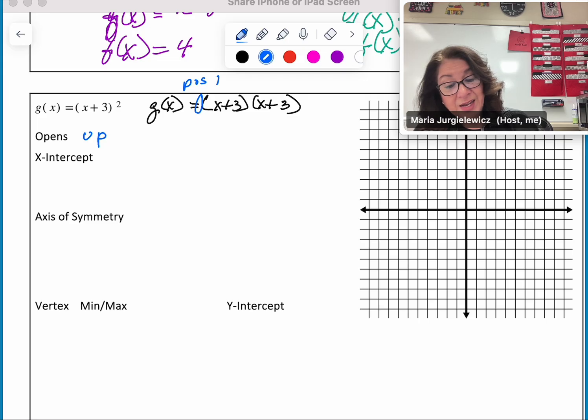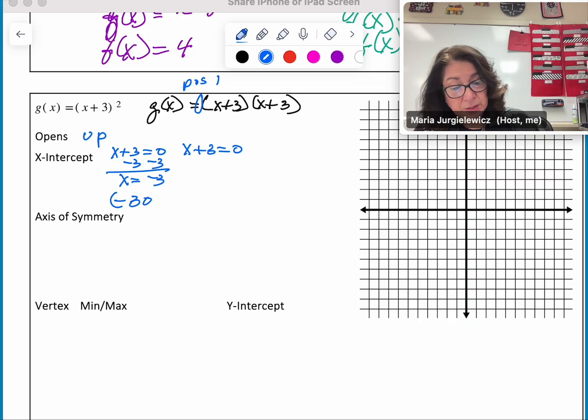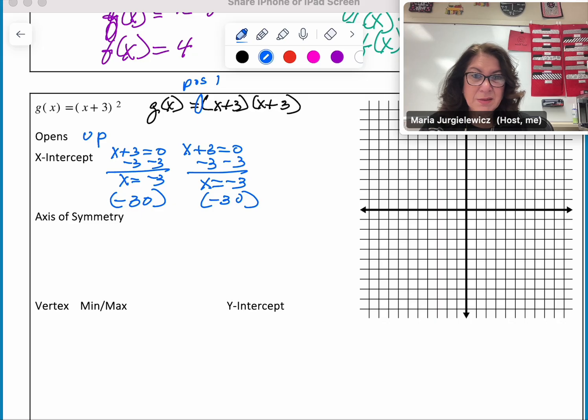And now I need to find the x-intercept. So we're going to take those parentheses and make them equal to 0. So we'll subtract 3. So it's (-3, 0). x is equal to -3, it's (-3, 0). Do you see what I mean? You're just going to get the same answer twice. So (-3, 0) is right here. That means that that U is only going to touch the x-axis at one point instead of two. And we saw examples of that when we were looking at the graphs before.